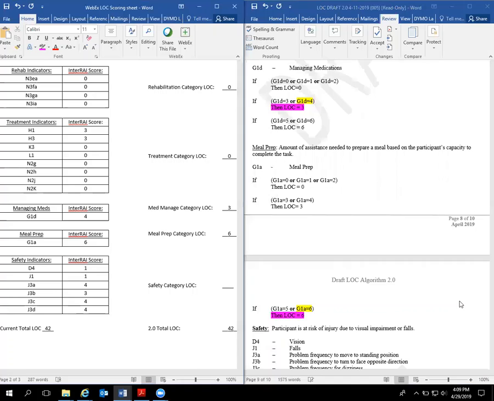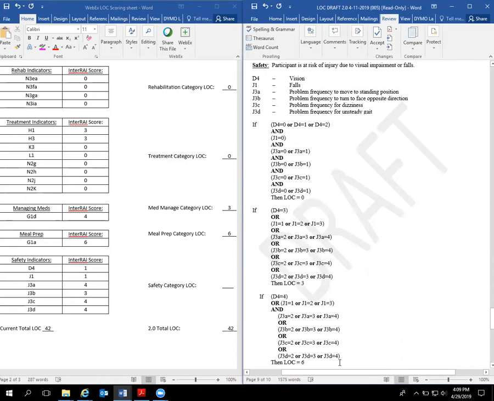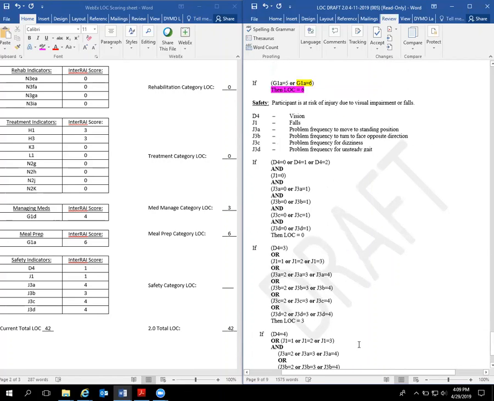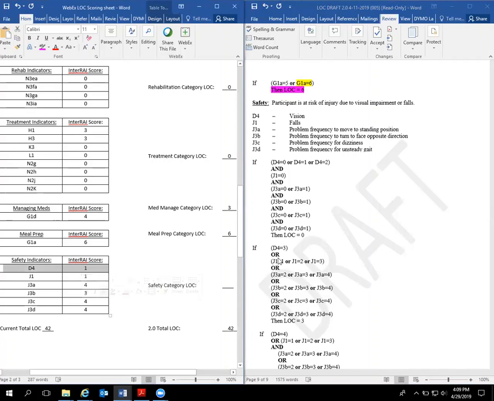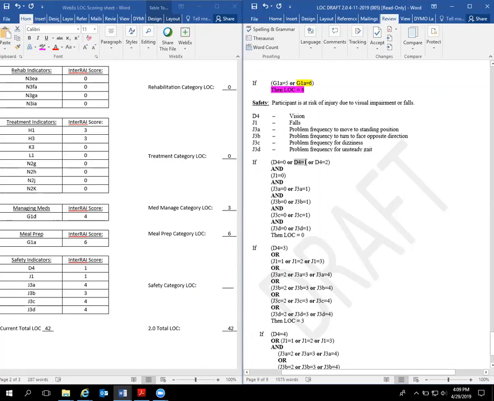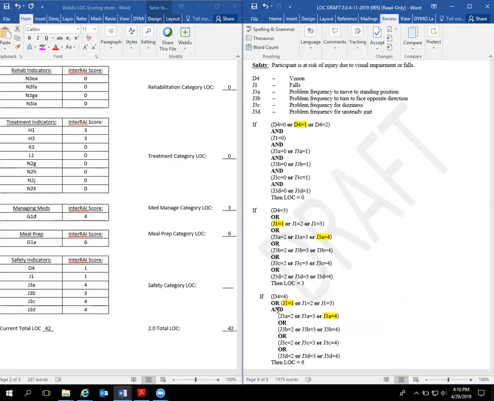And then the last category is safety. So we will highlight the indicators for safety. So the first indicator was D4, and the participant had a score of 1. So I will highlight D4 equals 1. J1 equals 1. So I will highlight anywhere that J1 equals 1. J3A was 4 on the inter-eye, so I will highlight J3A equals 4. J3B was 3 on the inter-eye, so I will highlight J3B equals 3. J3C was 4, so I will highlight J3C equals 4. And J3D was 4, so I will highlight J3D equals 4.